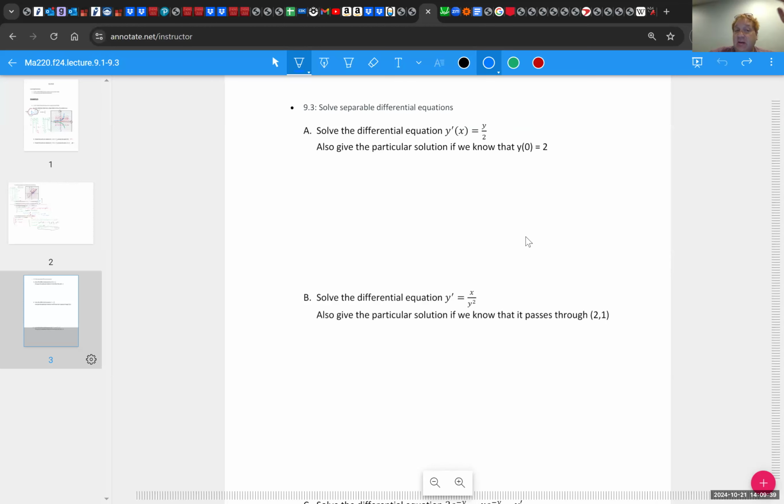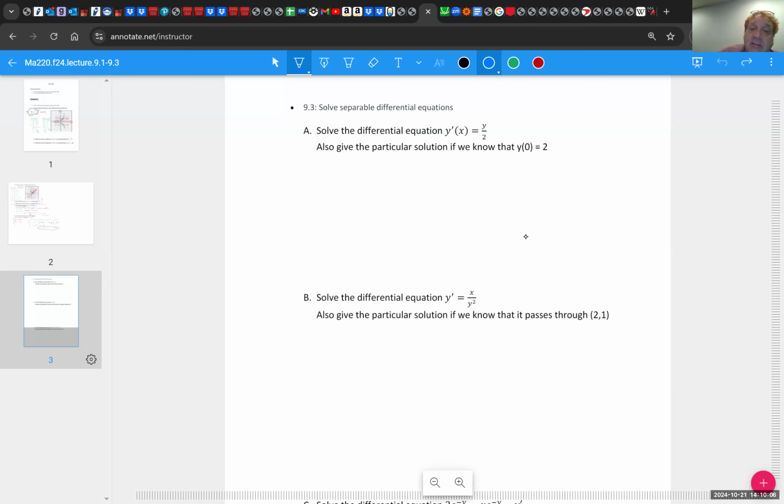So we're going to separate on different sides of the equation the two different variables, x and y, or whatever variables they happen to be using. But I think all the examples in this homework set use x and y. Let me show you a couple examples of this. So I have example A, which is a very simple differential equation that I used in the previous video. So this is y prime is equal to y over 2.